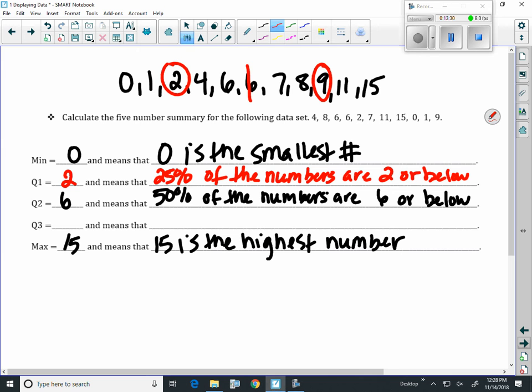Okay, quartile 3 is 9, yes? Yes. Okay, and what does that mean?